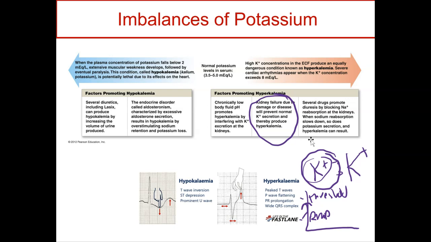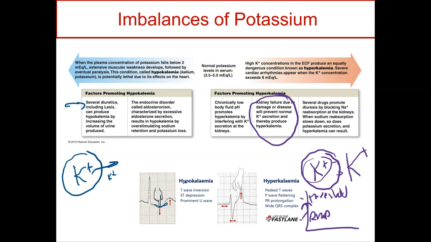Now, hypokalemia, on the other hand, we're looking at too low potassium, and this could happen from diuretics because every time we urinate, we lose potassium from our body. This could also happen if we had an issue with aldosteronism, having too much of it released. Notice hypo causes a small T wave, and it can cause what's called a U wave, which is this little U-shaped depression.